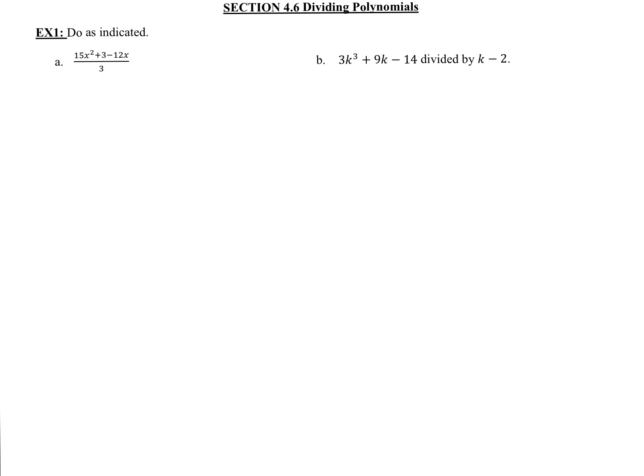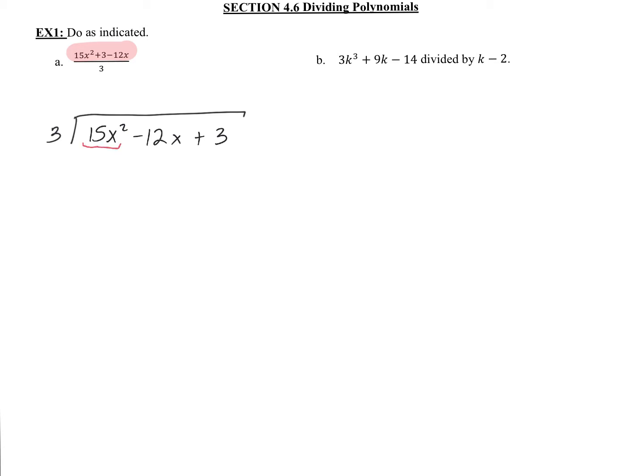We have 15x squared plus 3 minus 12x divided by 3. So we're going to go ahead and set this up for long division. But when we do that, we have to be careful. We want the item inside the house, I'll call it, to be in descending power. Currently, it's not. So we'll fix that. We have 15x squared, and then we'll rewrite the 12x first, and then the 3, because remember, we want it in descending powers.